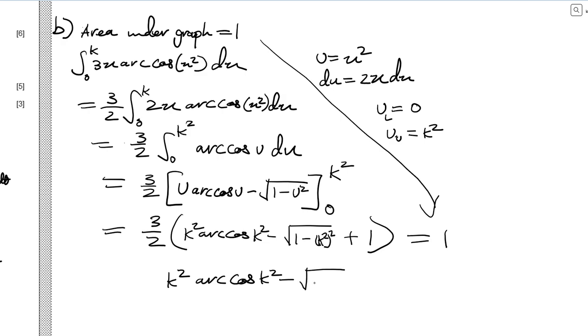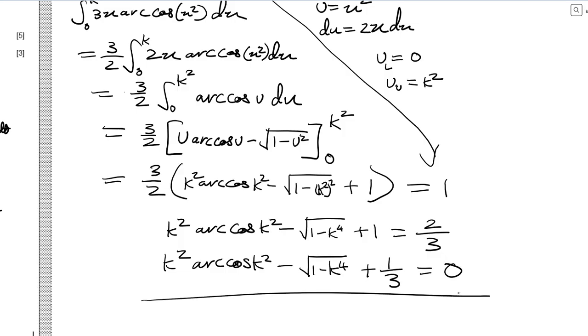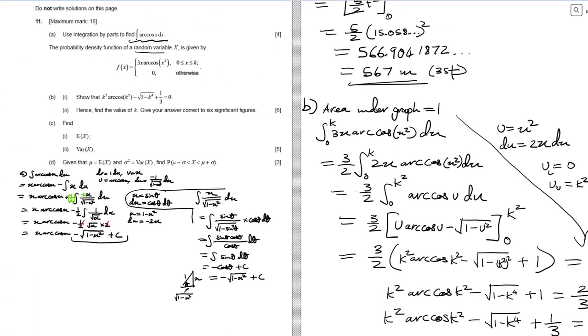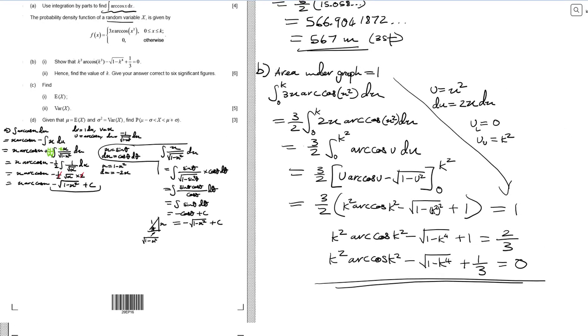And then k to the 4 plus 1 is equal to 2/3. Now I bring that to the other side. k squared arccos k squared minus root 1 minus k to the 4 plus 1 minus 2/3, that's just 1/3, is equal to 0. And that is exactly what they asked us to show. Hence, find the value of k. Give your answer to 6 significant figures.